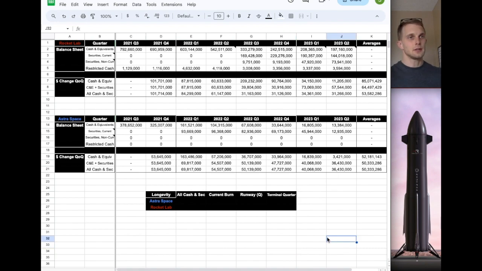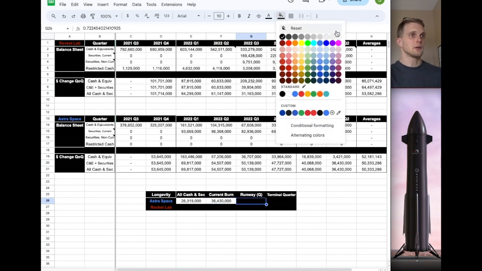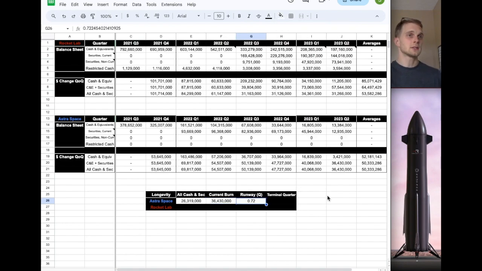Now for the final section here, we'll look at the overall cash situation of both Rocket Lab and Astra, look at the cash burn, look at the runway, the number of quarters available to them, and look at what the terminal quarter would be, which would be the end of the line, so to speak. So I don't want to end the video on a bleak note with Astra, so we'll get that out of the way first. Astra's combined cash situation, we'll call it 26.3 million. The current burn is 36.4 million. So the current runway would put us at less than one quarter.